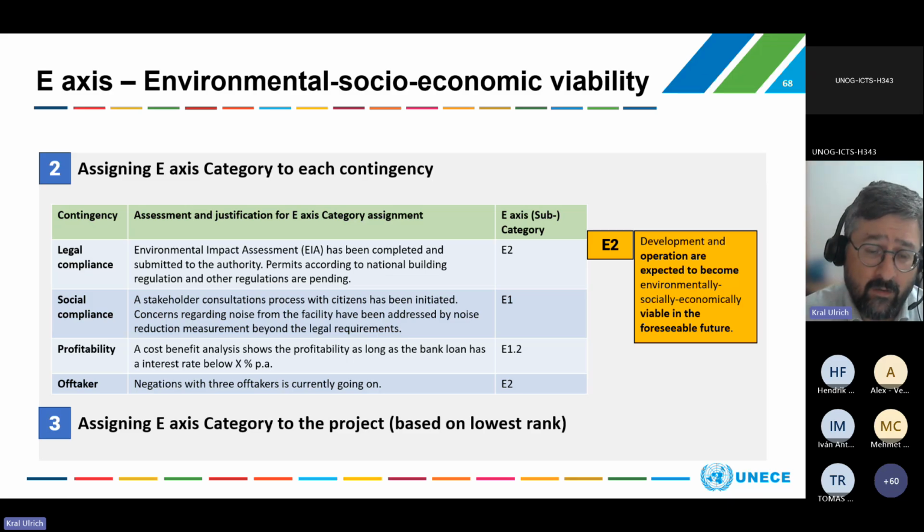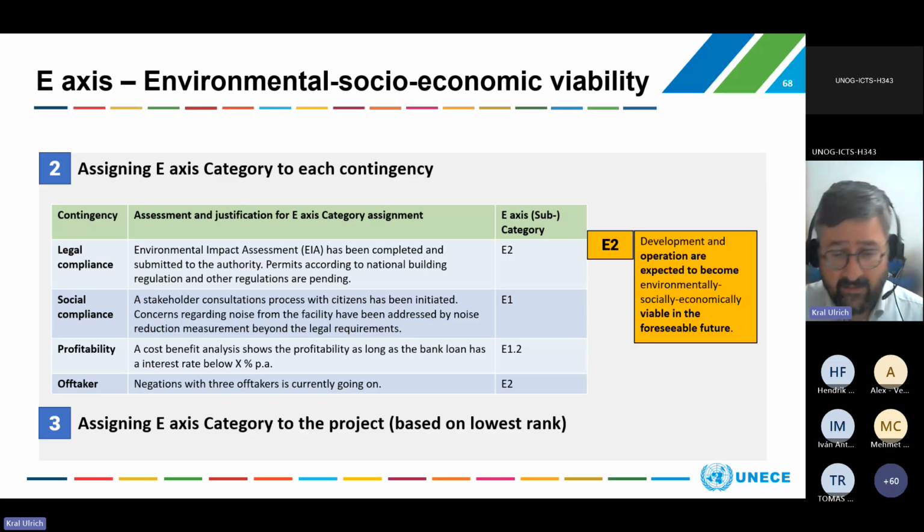So in the background, a cost-benefit analysis has been performed, but the results of the cost-benefit analysis, so the results of the economic evaluation, are put into the UNFC structure of classification, and is the starting point to select an E-axis category. So it needs to be evidence-based, and here we have the results of the economic analysis.